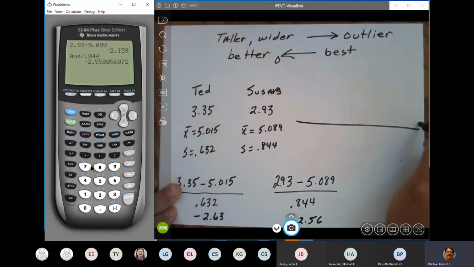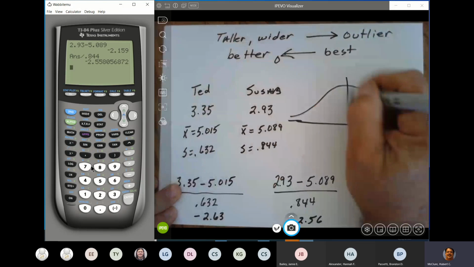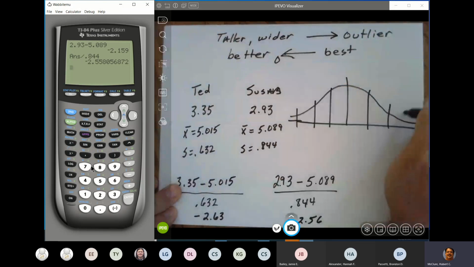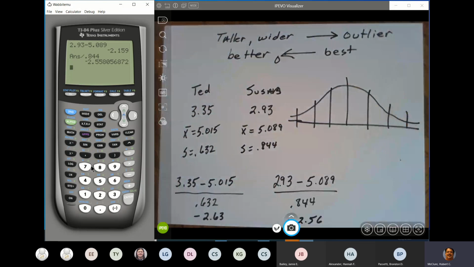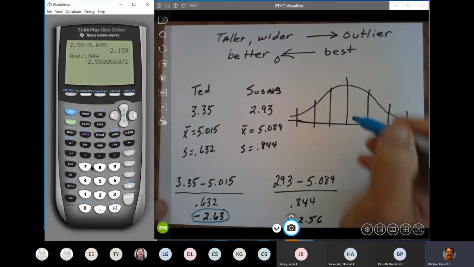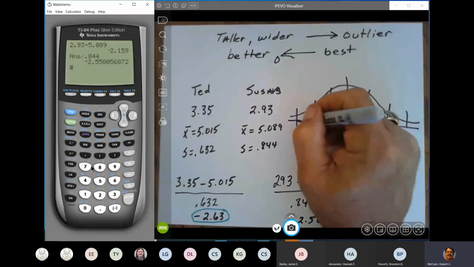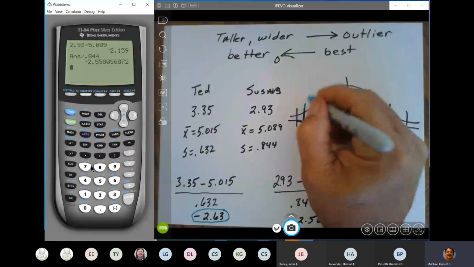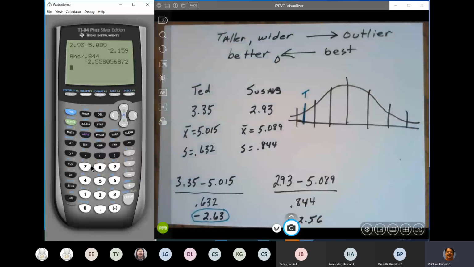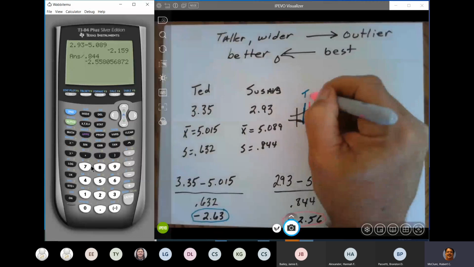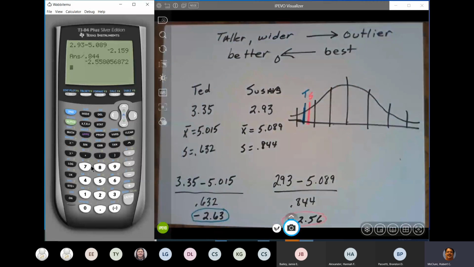So let's take the first one. Let's say he's Ted, so he'll be blue. Negative 2.63 is going to be down here. So there's Ted. Negative 2.56 is going to be right here. And that's Susie. So, which is better?